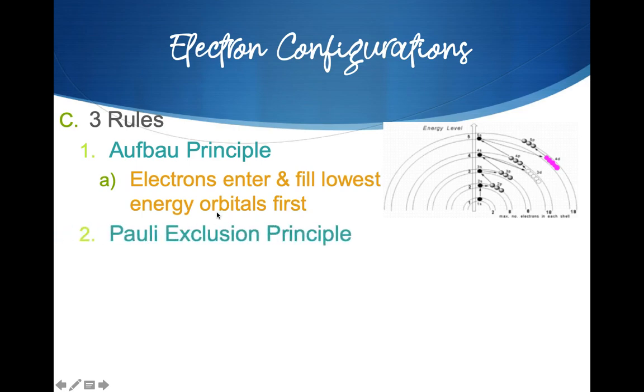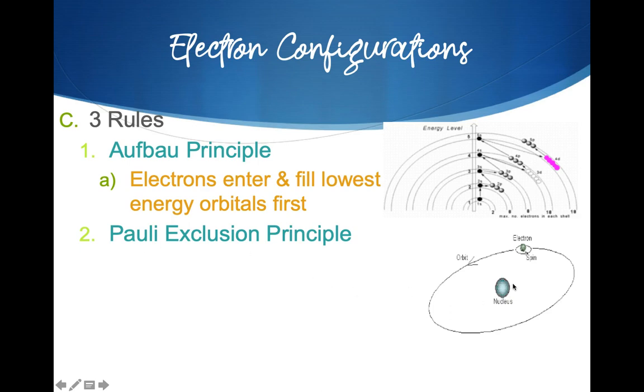The next rule is called the Pauli exclusion principle. Remember how we said that orbitals can hold up to 2 electrons? But remember, electrons are negative. So if I have 2 negative electrons sharing an orbital, wouldn't we think they try to repel away from each other because they're both negative? Well, that's taken care of by the Pauli exclusion principle.